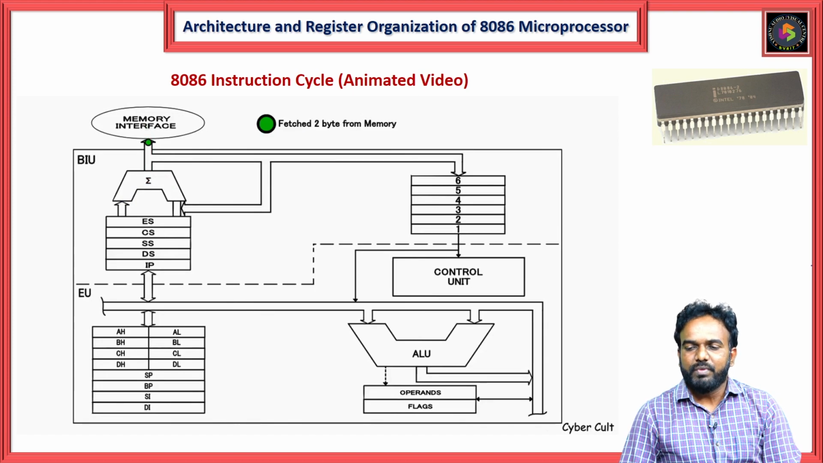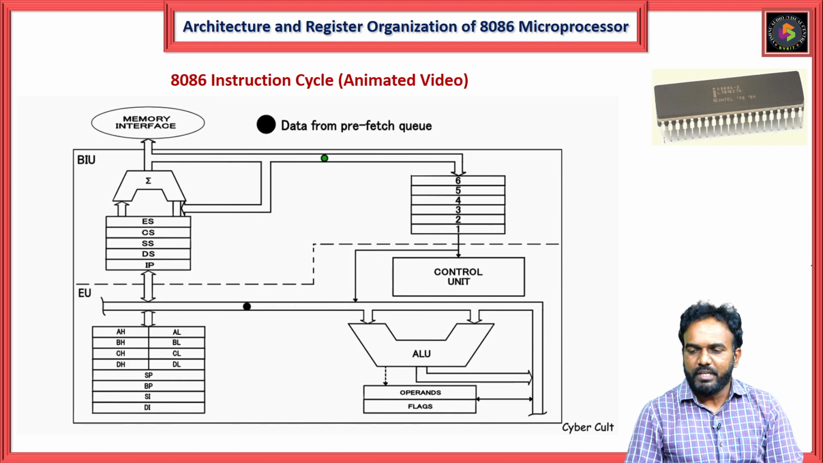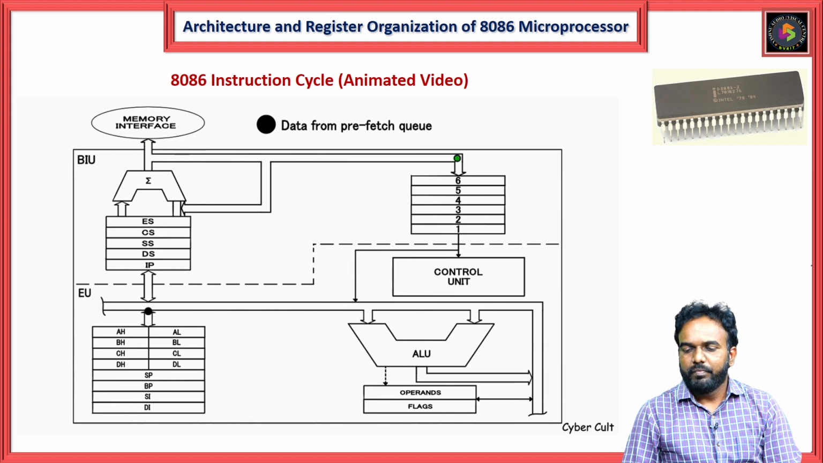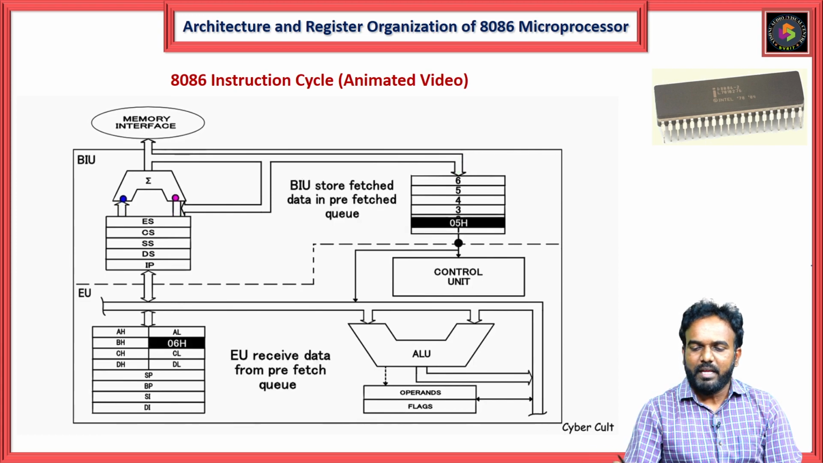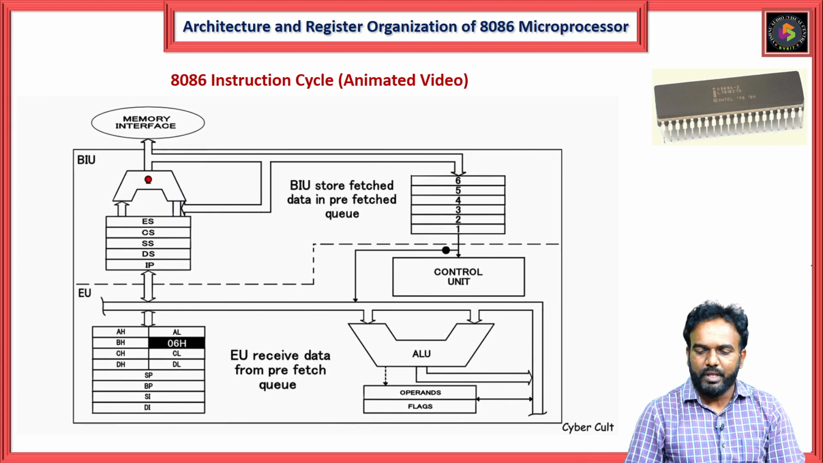First, it is going to get the physical address. It is going to fetch 2 bytes from the memory. Those 2 bytes will be kept in the 6-byte instruction queue. And then it is going to fetch another instruction, and that will be kept in the queue. At that time, the first value is already stored in one register.